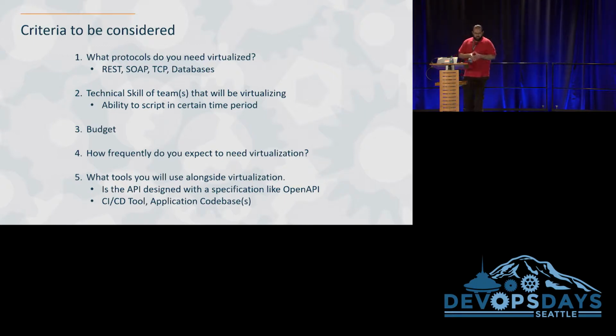And then really, the tools that you're going to use alongside virtualization also becomes very critical. If you're designing something like a web service, if you're using something like OpenAPI, you may want a virtualization tool that is able to consume OpenAPI, because that'll really help you if you're building a prototype to just consume the OpenAPI specification that defines your service quickly, so you can build a prototype just off the ground a lot quicker.